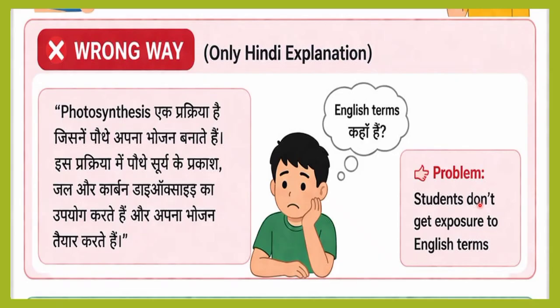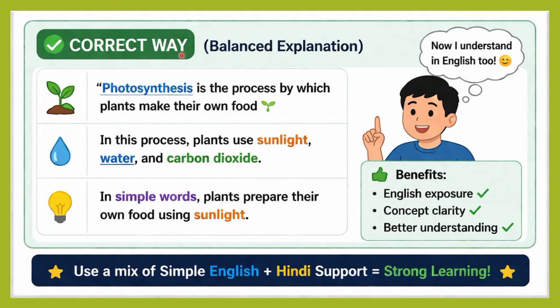What is the problem over here? Students don't get exposure to English terms. So what is the correct way? The correct way is balanced explanation. Like, for example, photosynthesis is the process by which plants make their own food. In this process, plants use sunlight, water and carbon dioxide. In simple words, plants prepare their own food using sunlight.